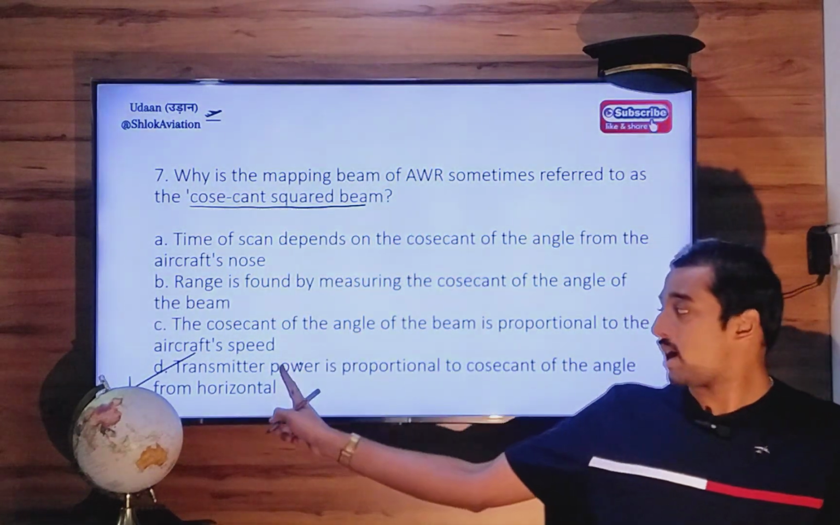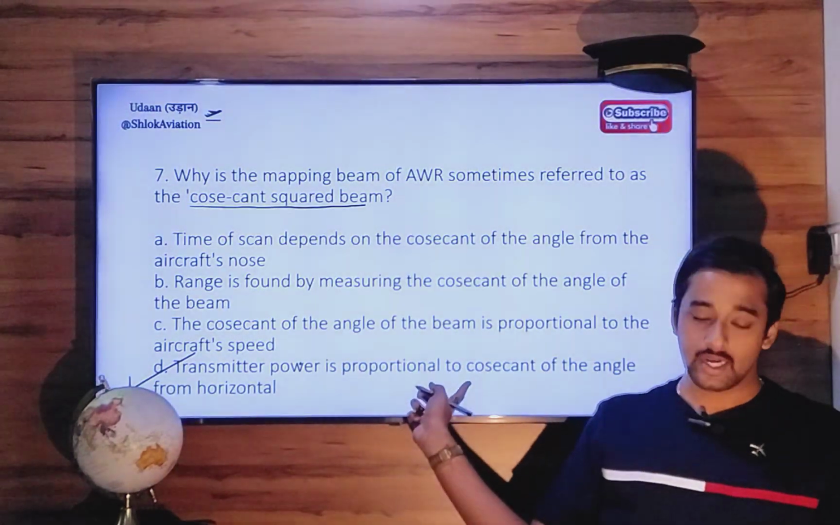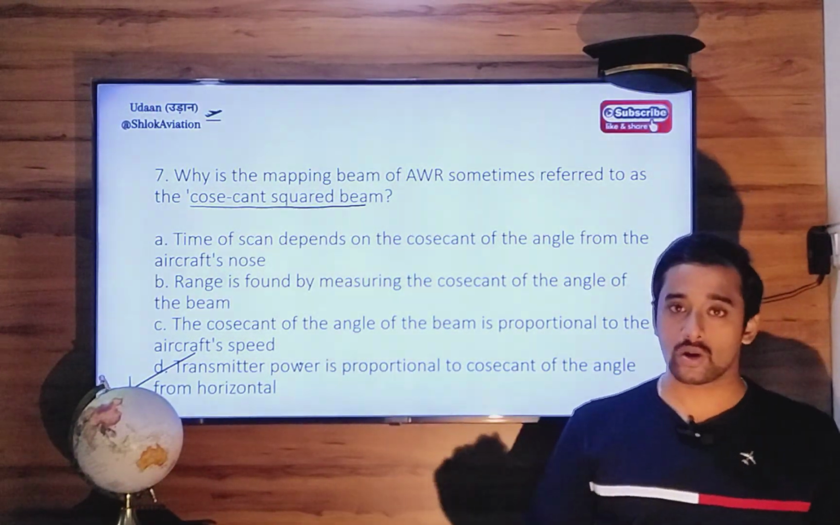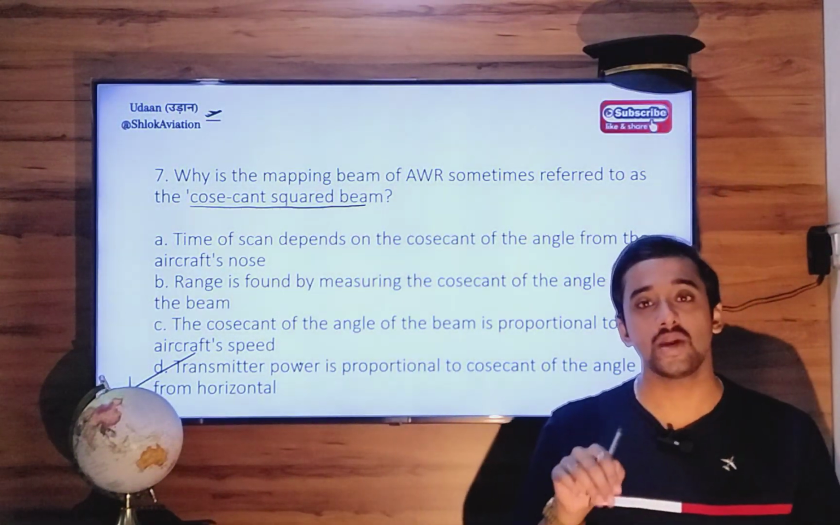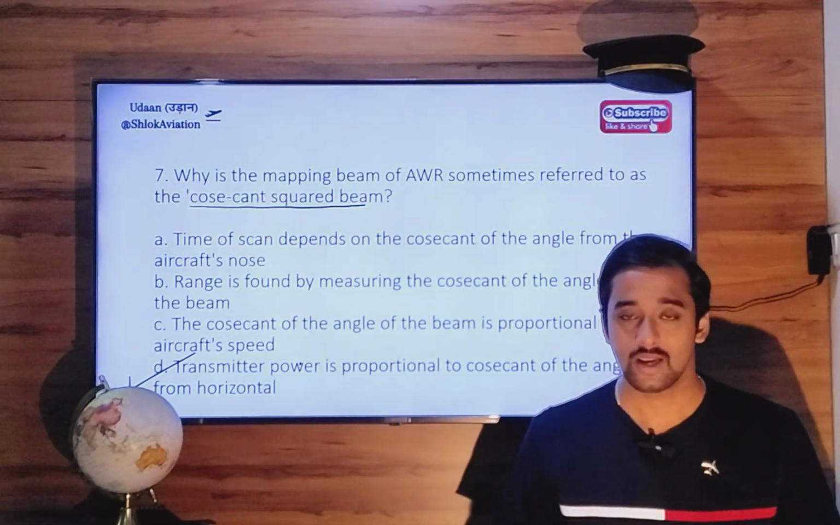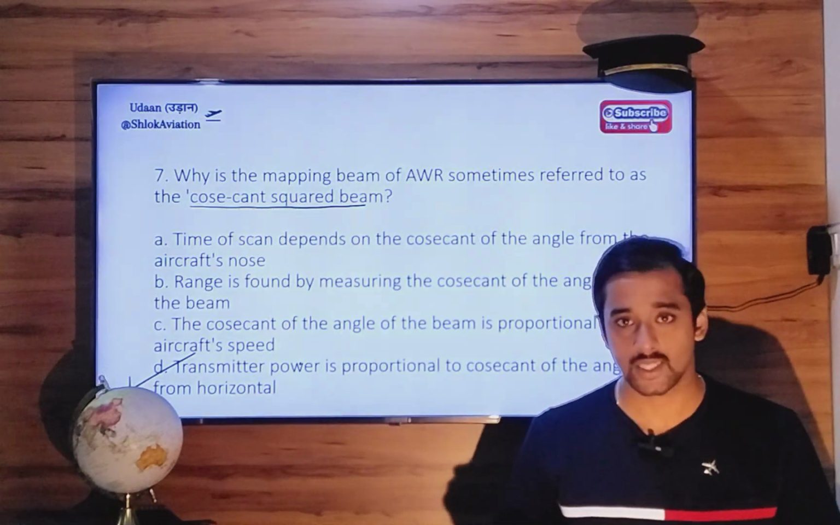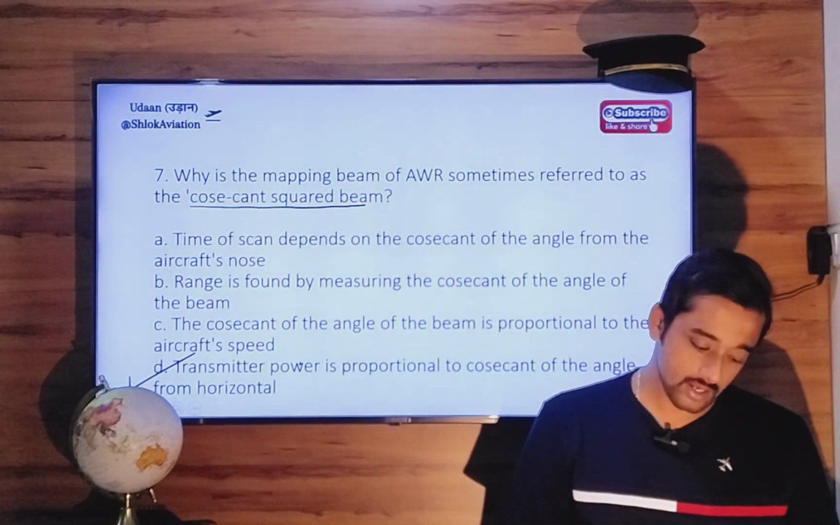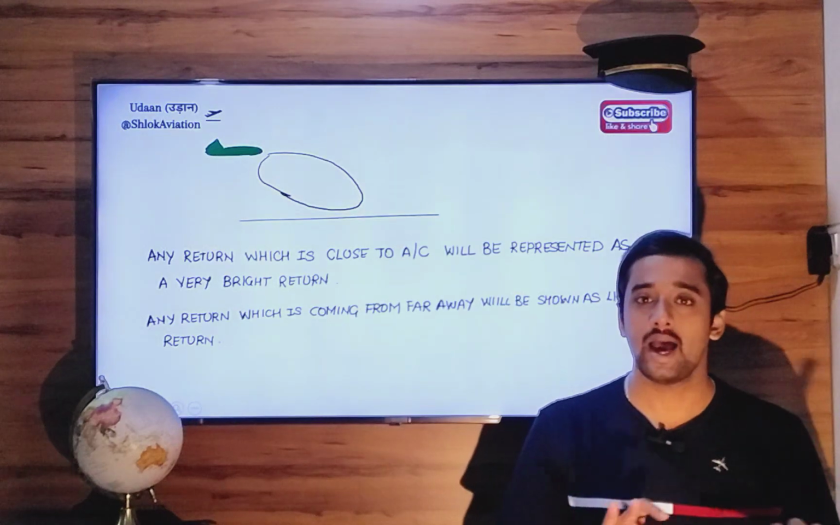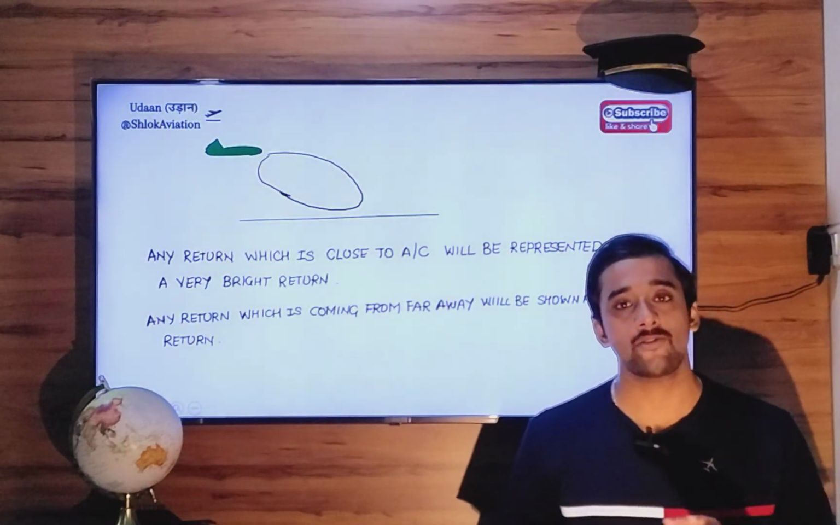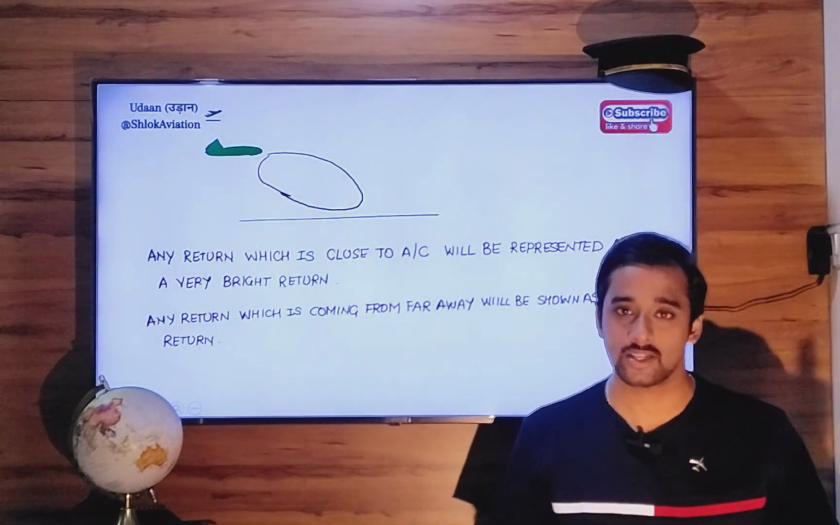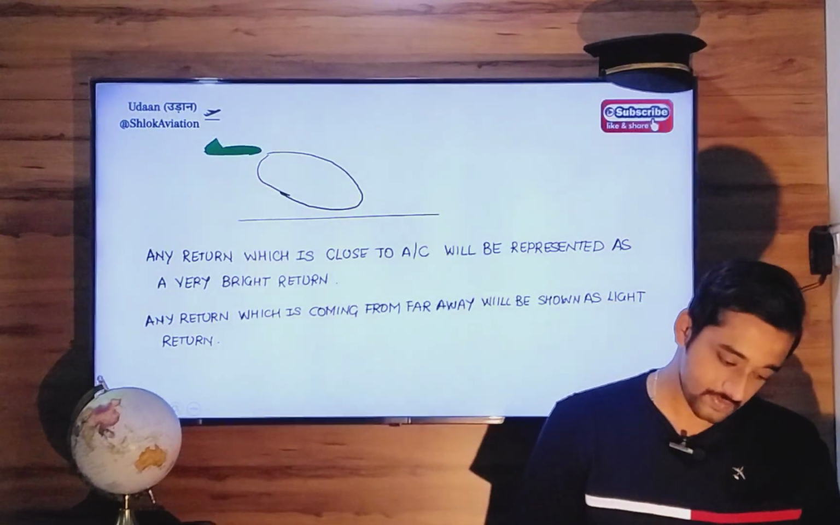The transmitted power is proportional to the cosecant of the angle from horizontal, the angle at which the beam is deflected towards the ground. So the power will be adjusted by the cosec of that angle. This is nothing but to create a balance among all the returns coming from close ranges and far away ranges. Nothing else.